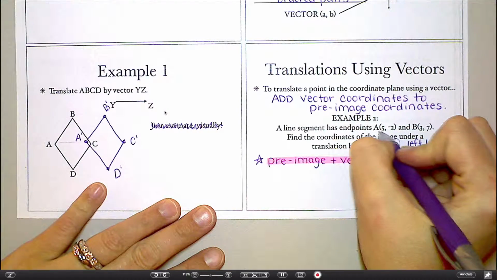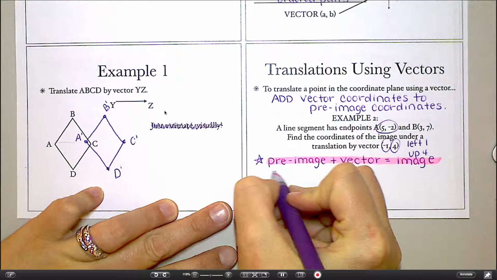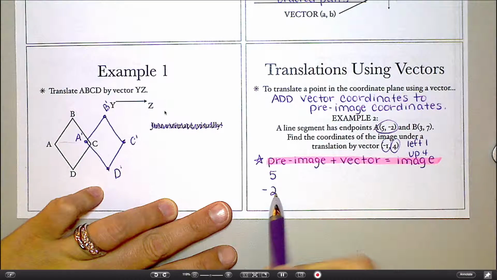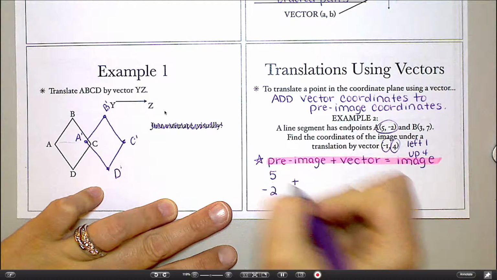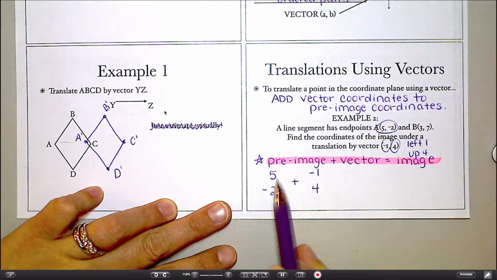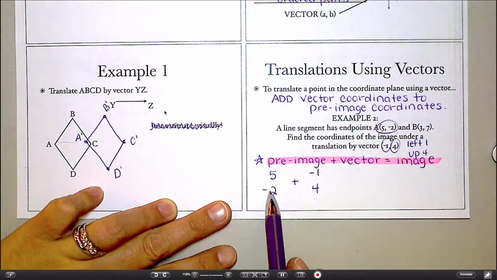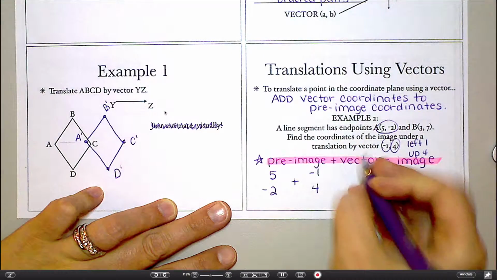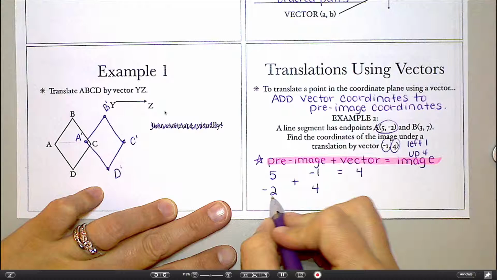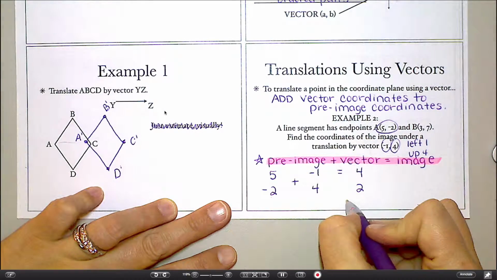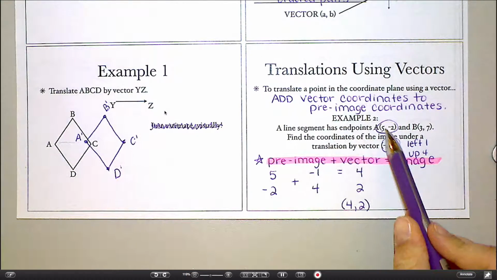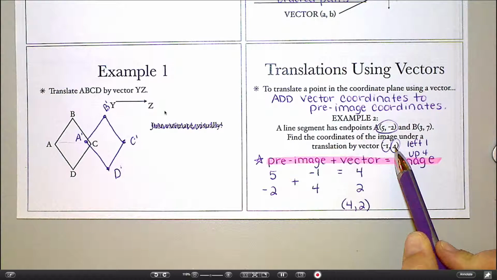Okay, so my first coordinate is (5, -2). I'm going to write these this way just so you can see what I'm doing. There's my original pre-image. I'm going to add to these my vector, which was (-1, 4). So I'm adding my x to my x and my y to my y, and I want to know what that will equal. Well, 5 plus -1 is 4, and -2 plus 4 is 2. So my new coordinate there is going to be (4, 2). I really just did 5 plus -1 and -2 plus 4.